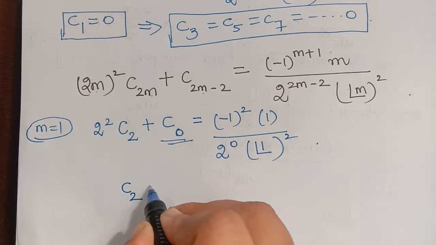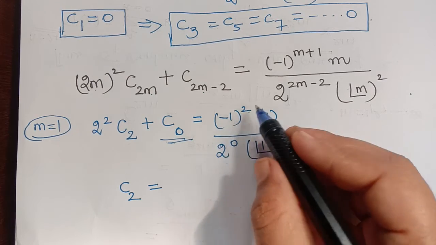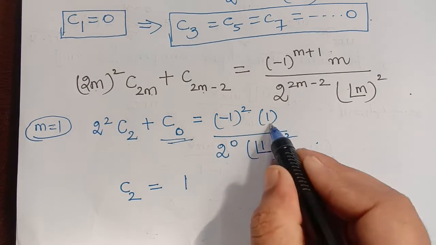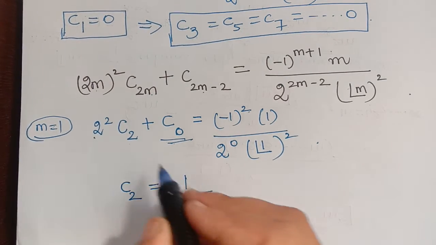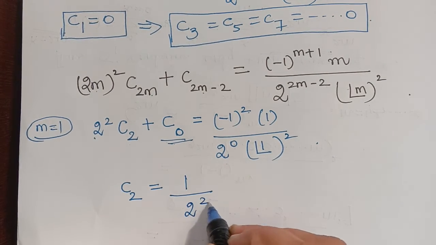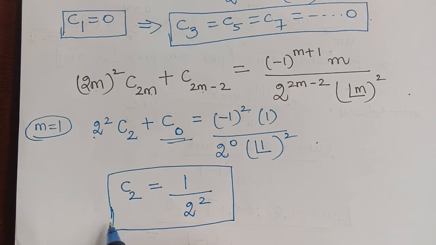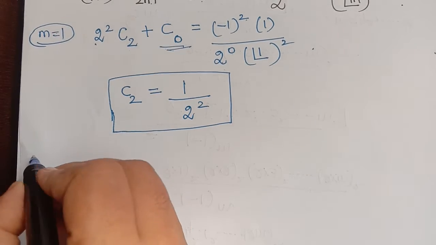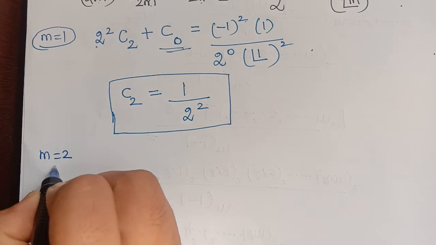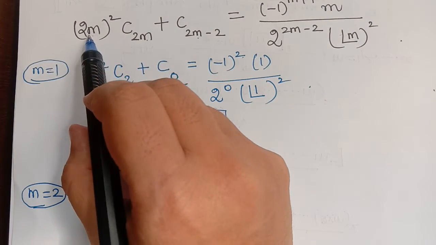So c2 will be equal to, on the right, negative 1 squared becomes 1, so 1 divided by 1, and this 2 squared comes here. So the value of c2 will be equal to 1 by 2 squared. Now we will find the other value, which is obtained by putting m equal to 2 in this recurrence relation.